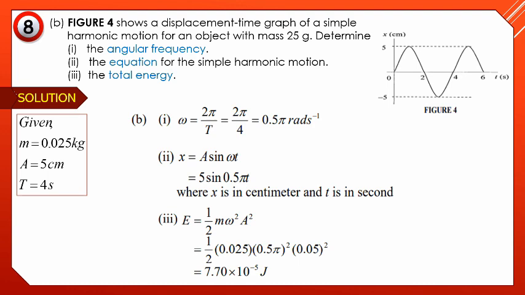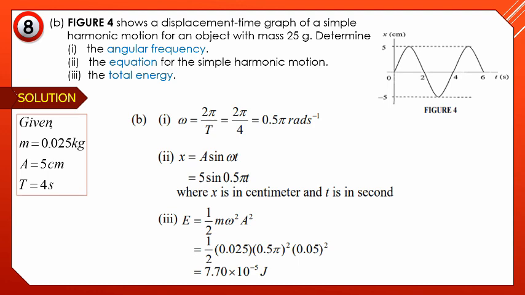For question number 8b, from the graph, we need to determine the angular frequency, the equation for the simple harmonic motion and also the total energy. To calculate the angular frequency, we use the equation of 2 pi over T. We get the angular frequency, which is 0.5 pi radian per second.